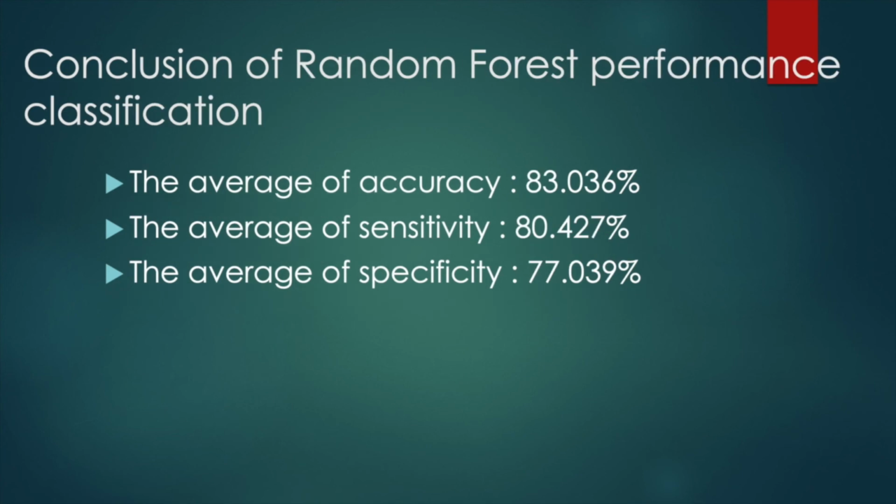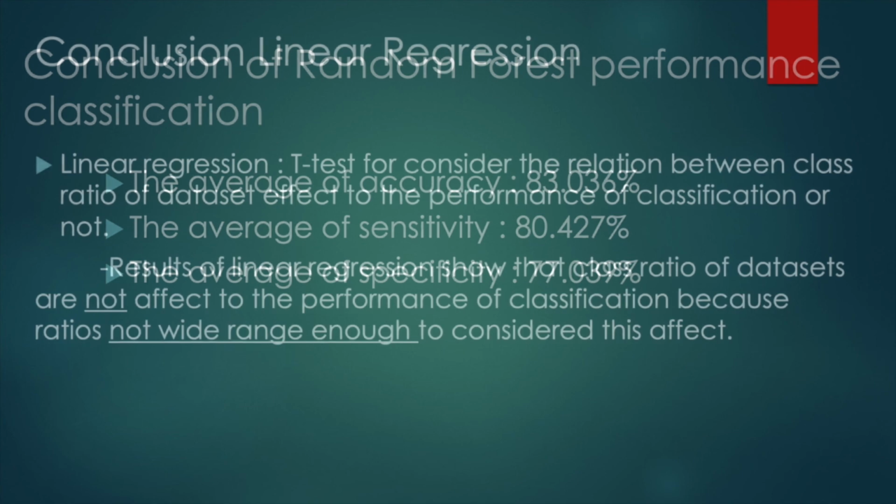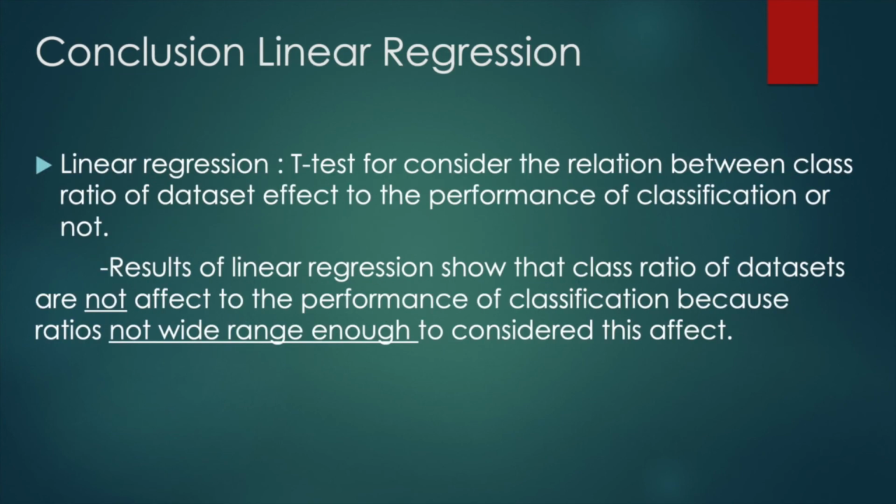And the last one is the conclusion of random forest performance classification. We got the average accuracy of 83.036%. And the next one is the average sensitivity, we got 80.427%. And the last one is the average specificity, which is 27.039%.